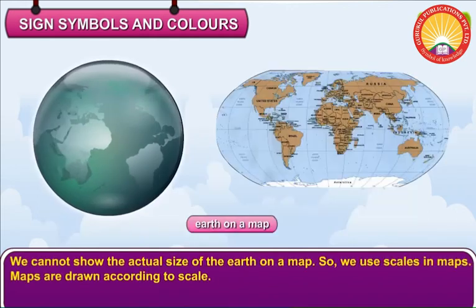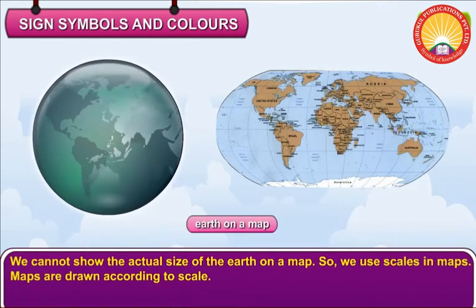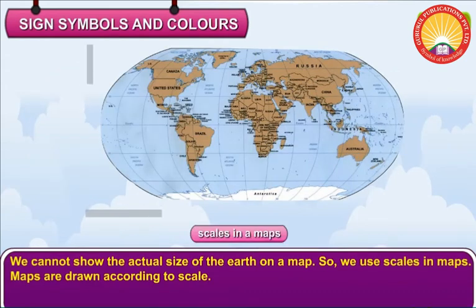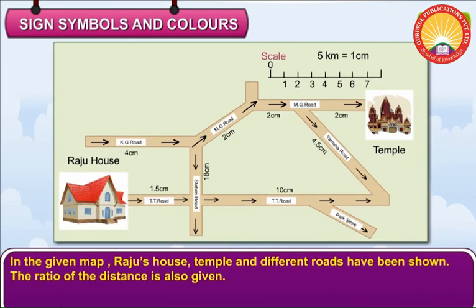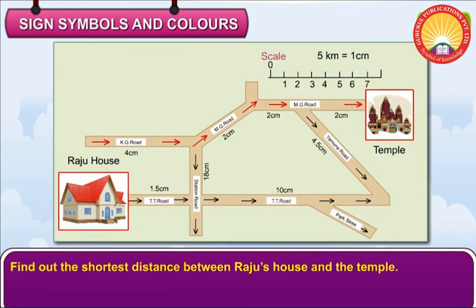Scale. We cannot show the actual size of the earth on a map, so we use scales in maps. Maps are drawn according to scale. The ratio between the distance on the ground and the distance on the map is known as the scale of a map. In the given map, Raju's house, temple, and different roads have been shown. The ratio of the distance is also given. Find out the shortest distance between Raju's house and the temple.